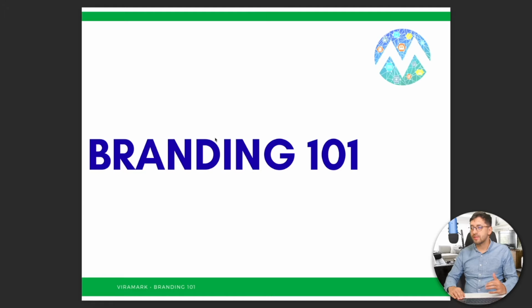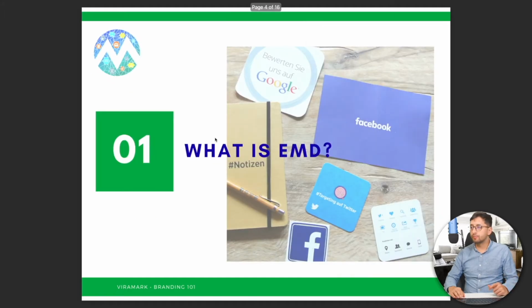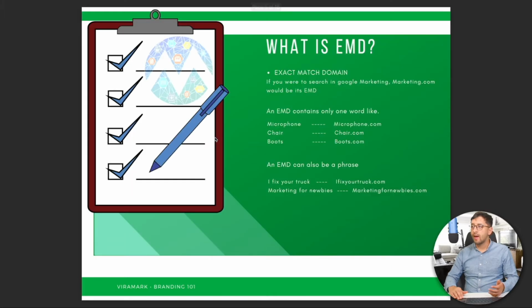Okay guys, this is Branding 101. This is a little presentation I created for you so we can understand everything better. There's a table of contents: what is EMD, what is PMD, Penguin Algorithm, Trademark Issues, non-dictionary words, and keeping it simple. What is EMD, you guys? EMD means exact match domain, and I put a few examples of it here.